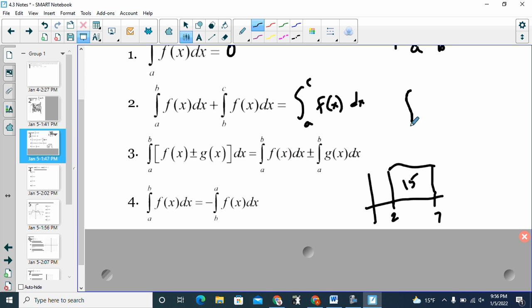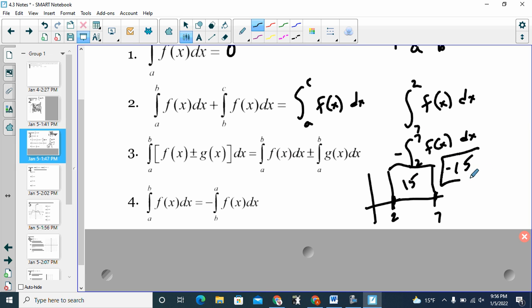If it asks me what is the integral from 7 to 2 of that function, I'm going backwards. Notice my bound on the bottom is bigger than the bound on the top. I would say that that's equal to, I can switch those bounds. I can go 2 to 7, as long as I multiply by -1. And the area from 2 to 7 is 15. So the integral from 7 to 2 is -15.